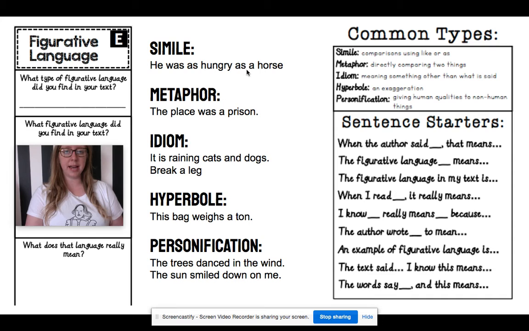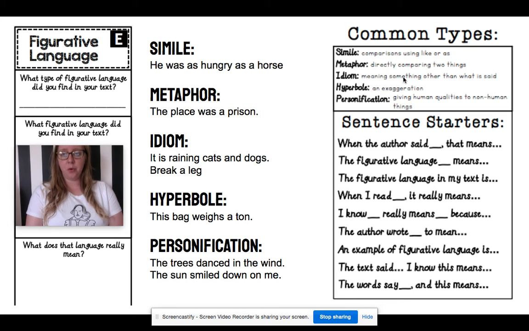So notice that it has as here. So what the author is trying to tell me is he doesn't have the same appetite and stomach as a horse. It just shows how extremely hungry he is. He feels like he could eat as much as a horse does, which isn't possible, right? But if I read that about one of my characters, I understand that he is starving. Like he needs food immediately.